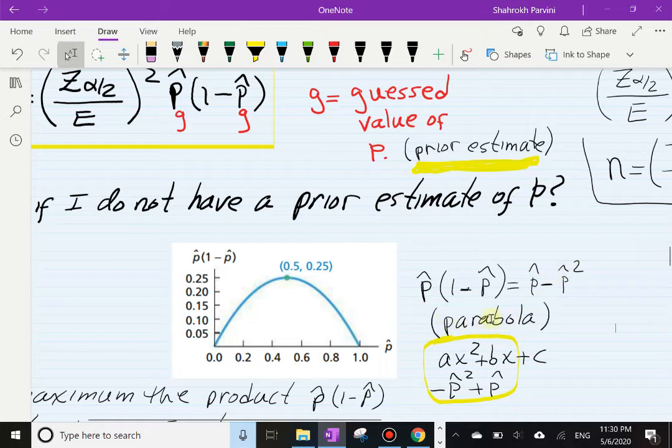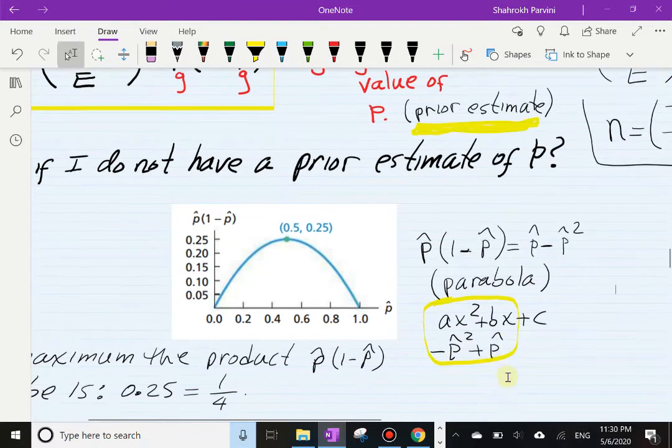Now, this gives you a parabola. Remember the general form of a parabola, it looks like this. So we swapped out the p hat squared and p hat, and this is what I got: negative p hat squared plus p hat. So it looks like a quadratic function. Now if you graph this quadratic function, the maximum of p hat times 1 minus p hat happens when p hat is 0.5. That's the maximum. This is p hat right in here.